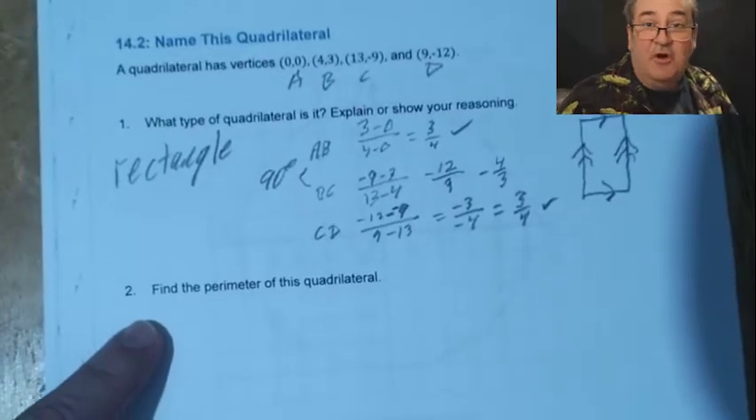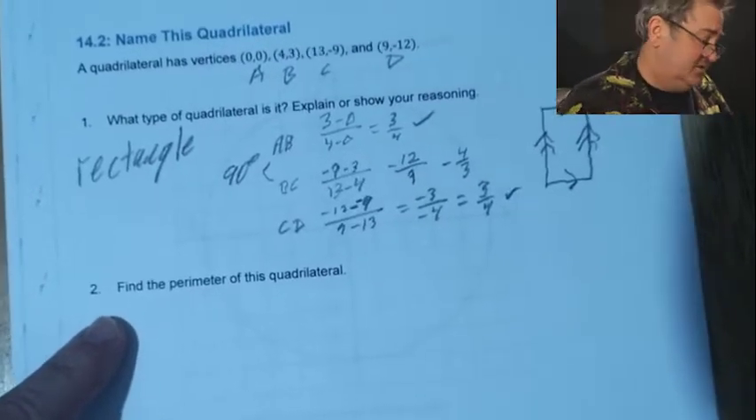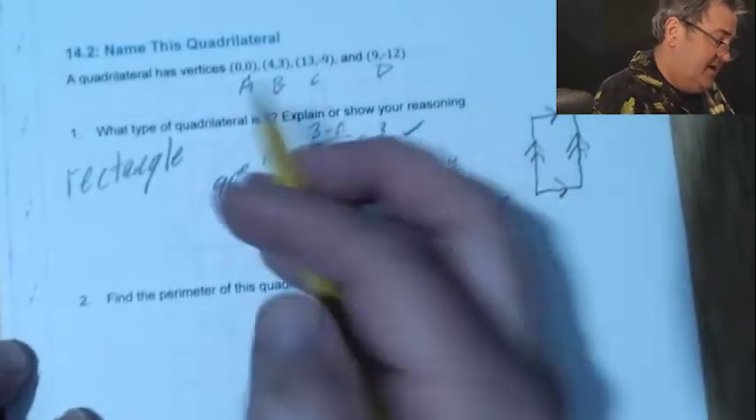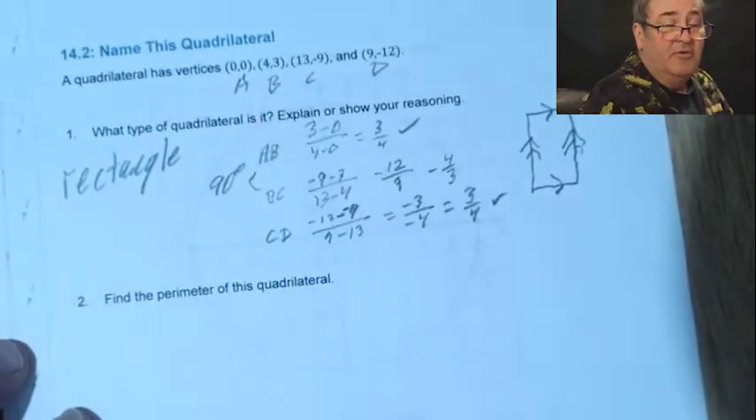Find the perimeter. Okay, now we're going to need some length, right? So we need to know how far it is from (0, 0) to (4, 3).